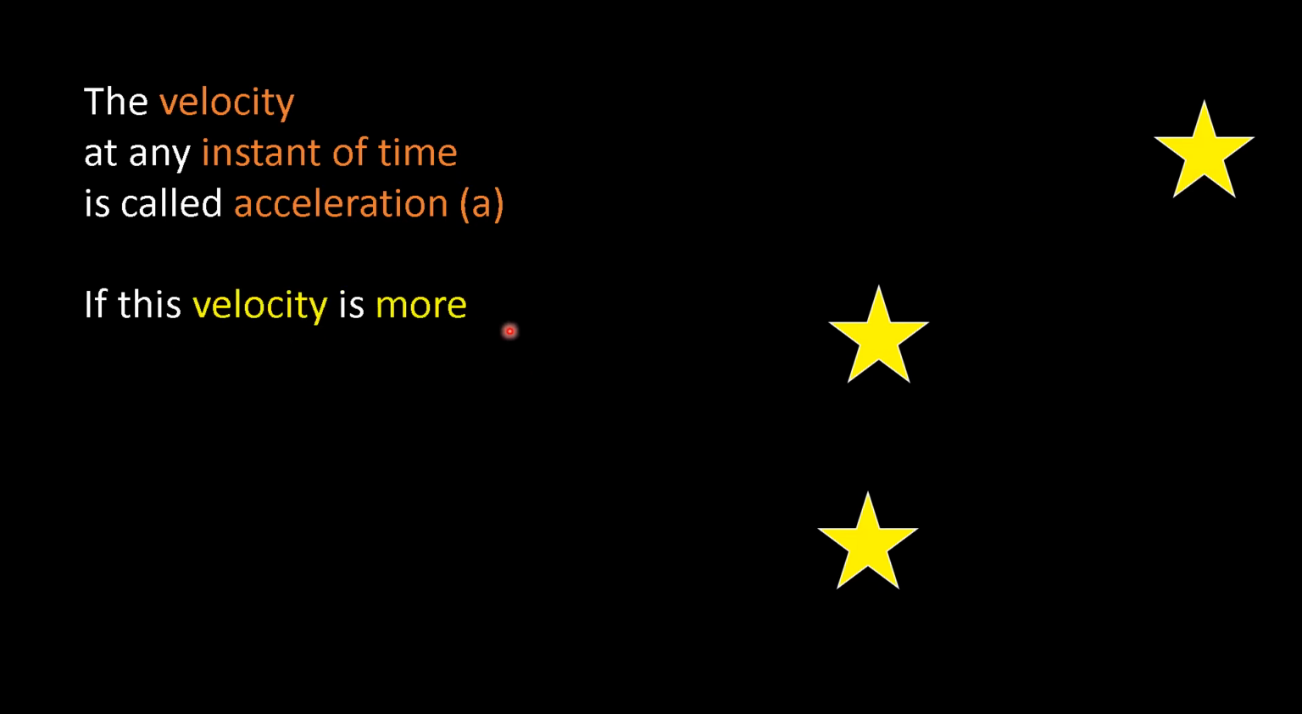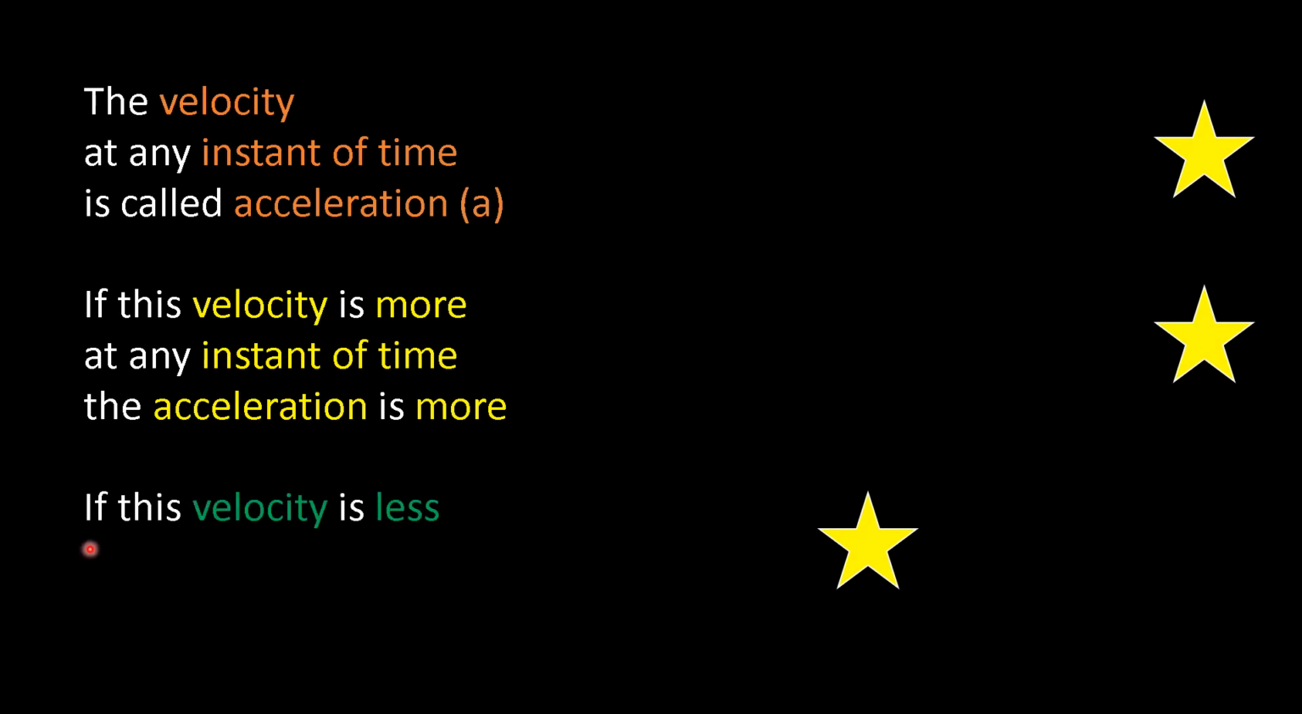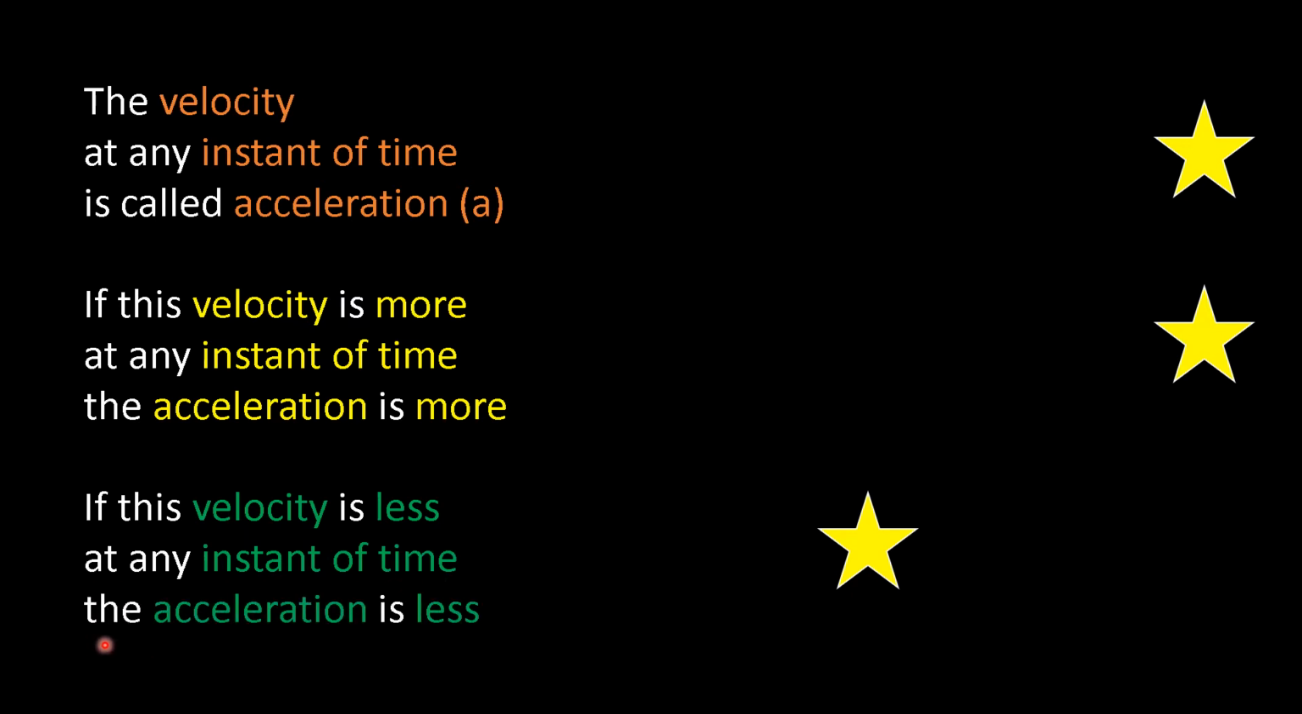If this velocity is more at any instant of time, then the acceleration is more. Here, the velocity of the star at any instant of time is more. Therefore, its acceleration is more. If this velocity is less at any instant of time, then the acceleration is less. In this case, the velocity of this star at any instant of time is less. Therefore, its acceleration is also less.